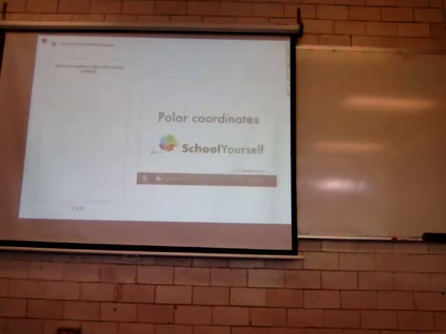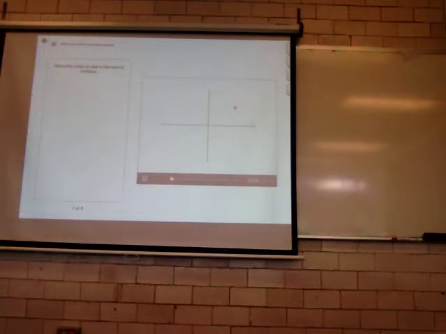Polar coordinates. In this tutorial, we'll introduce polar coordinates. Here's the xy plane, and here's a point on the plane. The most common way to describe this point's location is to use x and y coordinates. Let's say this point has an x coordinate of 4 and a y coordinate of 3. Then we'd say for this point that x equals 4 and y equals 3.